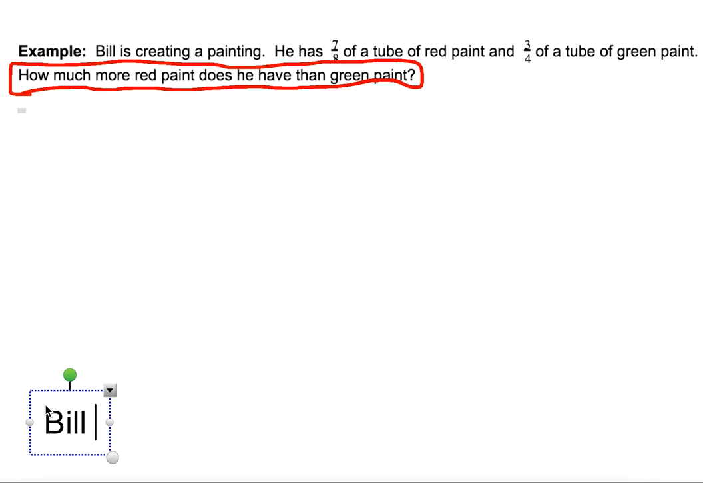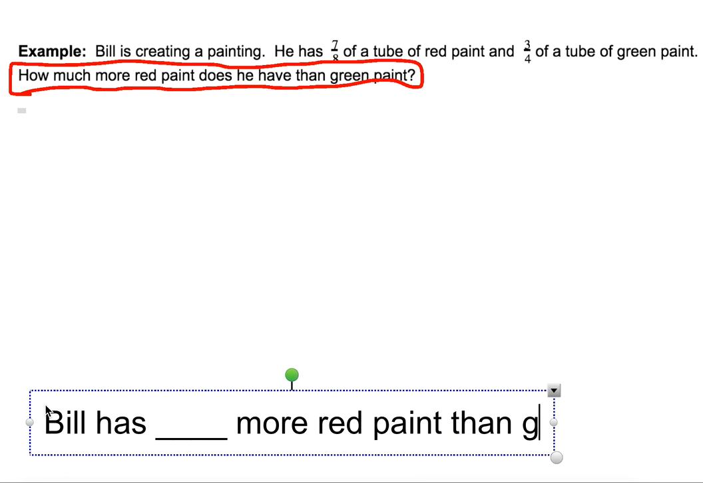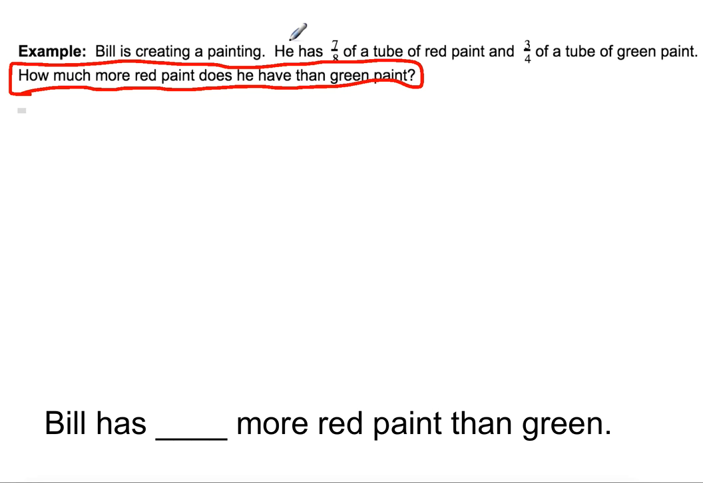So now let's write ourselves a sentence. Bill has blank more red paint than green. So does that answer it? How much more red paint does he have than green paint? Bill has blank more red paint than green paint. So now we know what we're trying to find is how much more. So then I need to think about what words would help me tell me that. Well, the how much more here is our clue words.